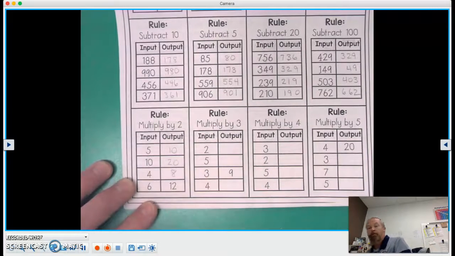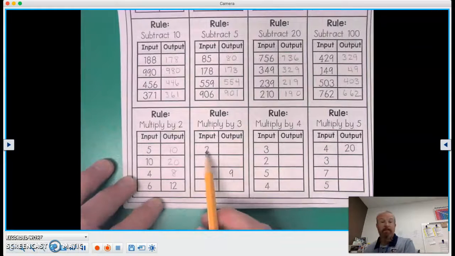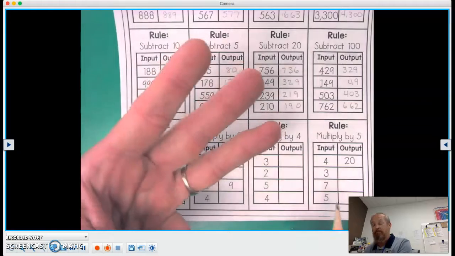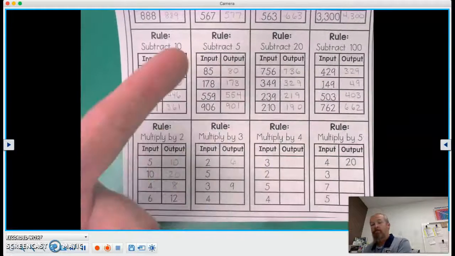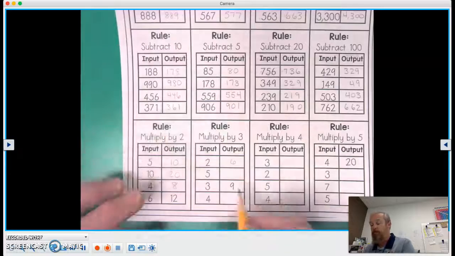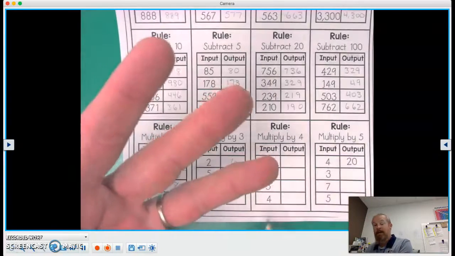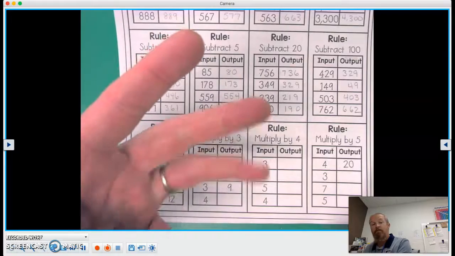Now we're going to go by 3s. Okay? So we're going to think 3 of these. So 2, 4, 6. 5, 10, 15. 3, 6, 9. 4, 8, 12.